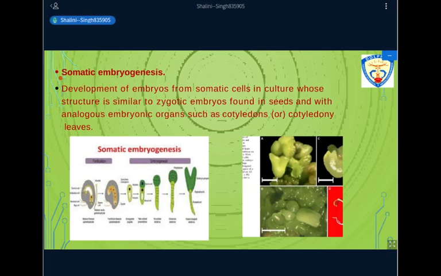So here is your somatic embryogenesis. Now you can see it here. It is development of embryos from somatic cells in culture whose structure is similar to zygotic embryos found in seeds. And they are with analogous embryonic organs like cotyledons or cotyledonary leaves.